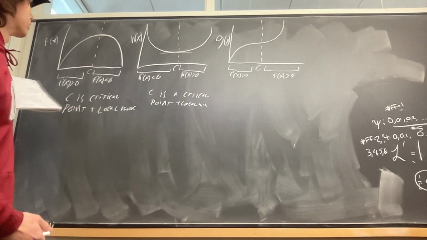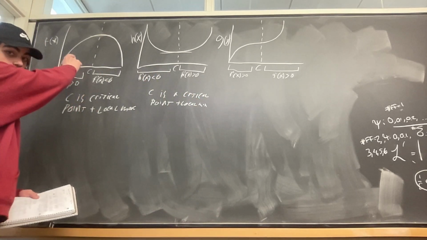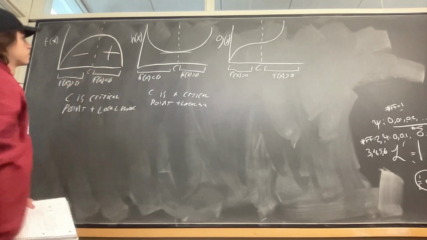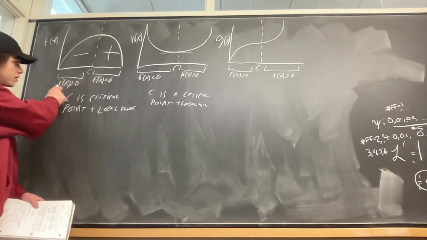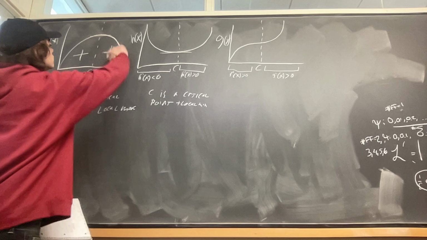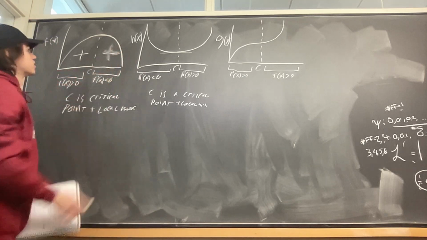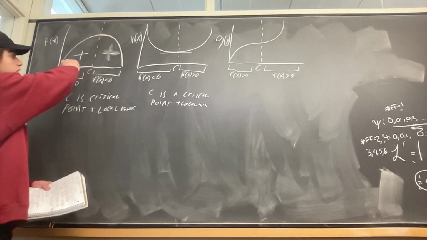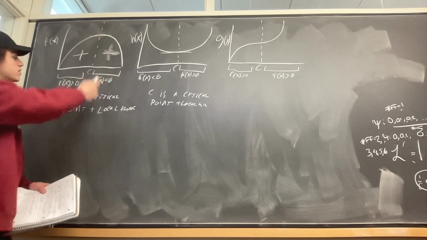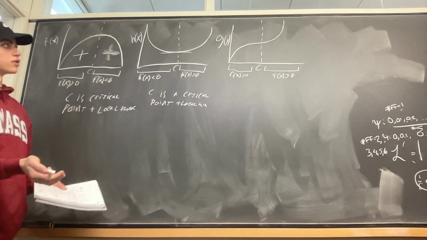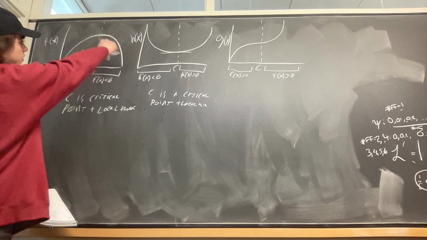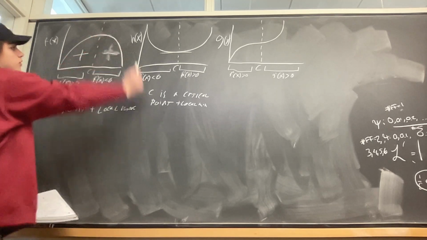For f of x, we have a local max because there's a switch from positive rate of change to negative. Sorry, my mistake. So here, it's increasing, and then at the point C, it starts decreasing again, and that means that there's a critical point and a local max. Because if you're reading the graph from left to right, it goes positive and then negative, and then right at the very top, the local max.